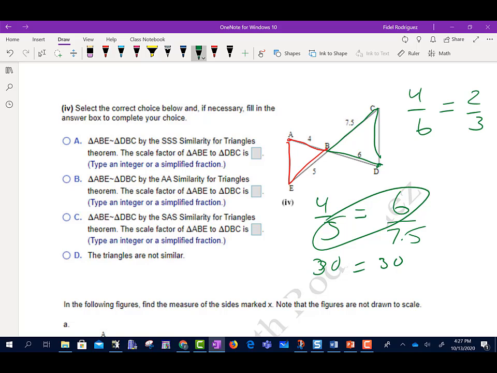Okay, and let's see, this is going to be side angle side, because we have these sides here and the angle in the middle, and so our ratio will be 2/3. Okay.